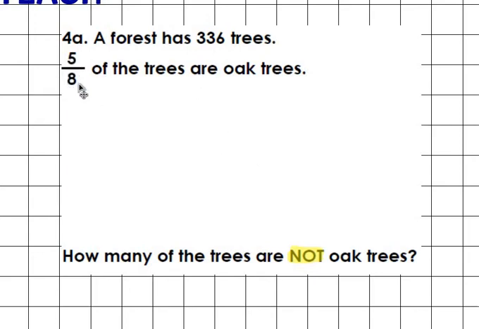So our denominator is 8. So 336 divided by 8 equals 42. So 1/8 equals 42. But we don't want 5/8, we need 3/8 because we're looking at not oak trees. So 3/8, so 3 lots of 42. So 40, 80, 120. Add the 3 lots of 2, 126. So how many are not oak trees?